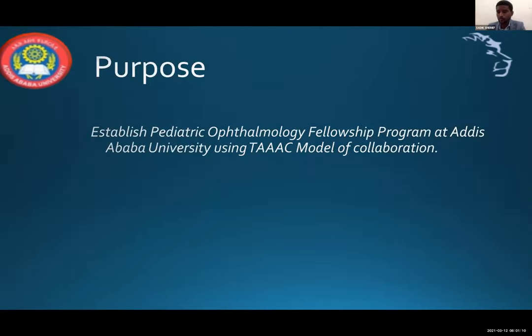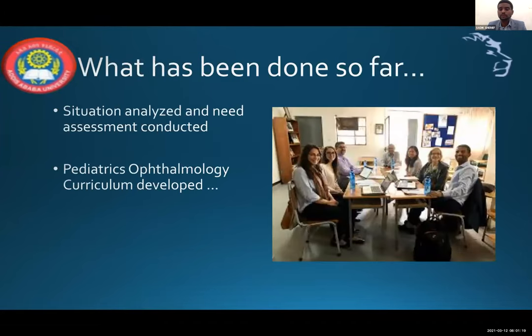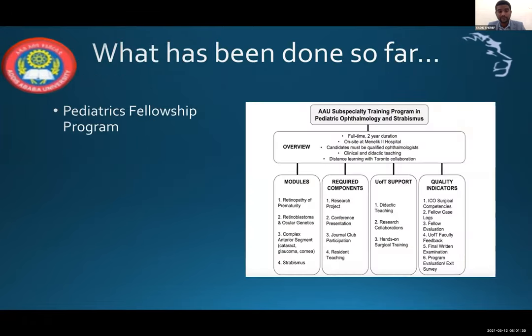Establish a pediatric ophthalmology fellowship program in my university, which will be the first in the region, not only for Ethiopia. So what did we do so far? As I said, in 2018, a team visited my institution, a situational analysis and needs assessment was conducted, and a curriculum was developed. This pediatric ophthalmology curriculum will be a 2-year program on-site in our hospital, and it has 4 modules.